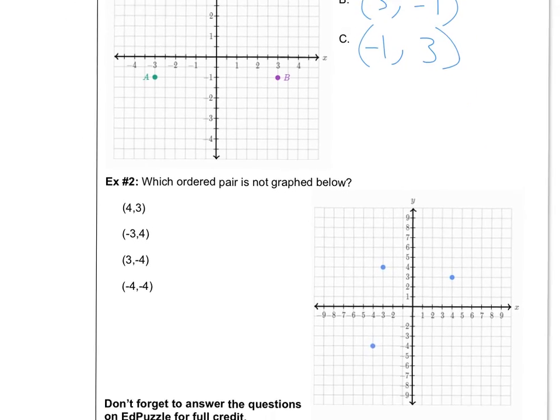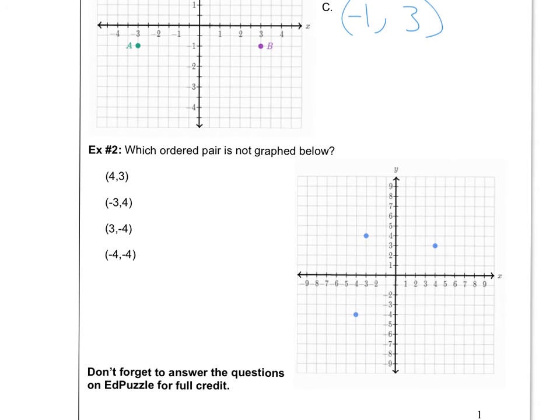Alright, let's go on to example number 2. In this one it says, which ordered pair is not graphed below? So again, I'd like you to pause it and see if you could just answer this on your own. So why don't you go ahead and pause the video, give it a shot, and then check back in just a second.